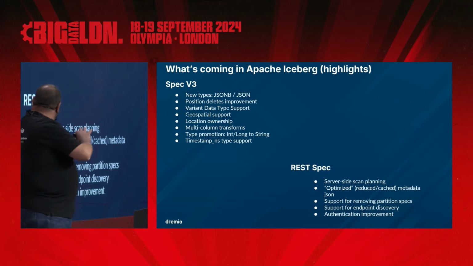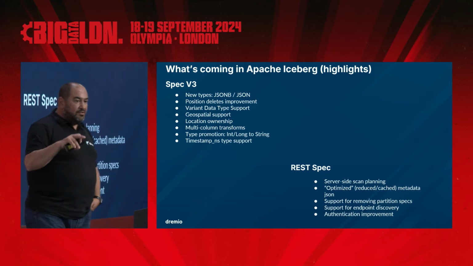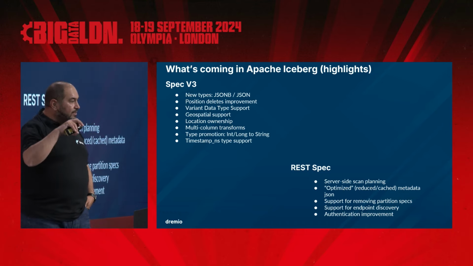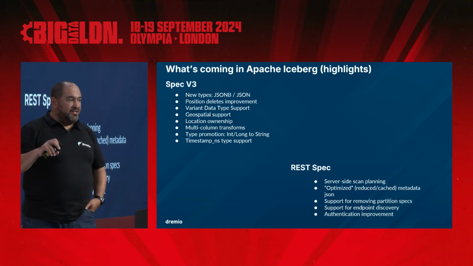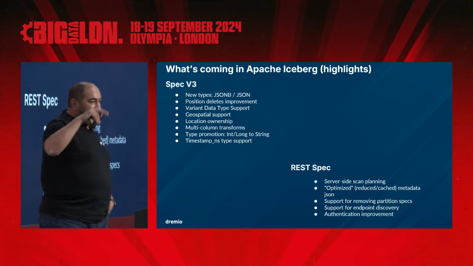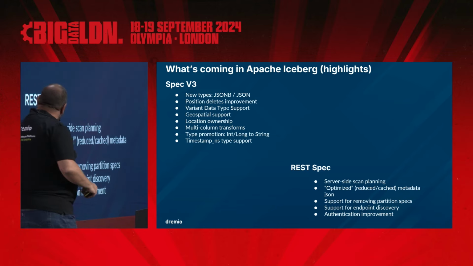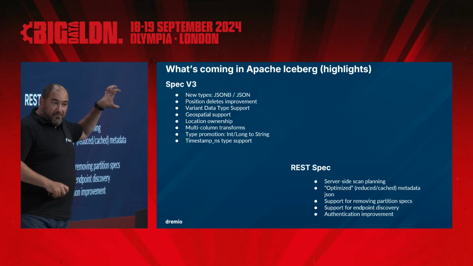Multi-column transform, that's what I said. Timestamp nanosecond, that's something that we added. So up to V2, you have timestamp in second. For especially financial use cases, we added nanosecond in Iceberg. So that's the spec of a table format.